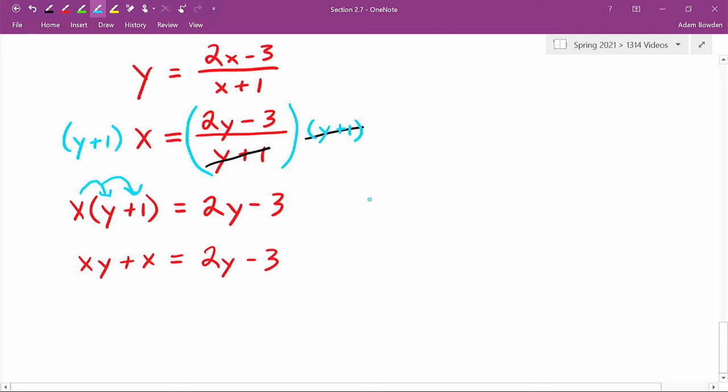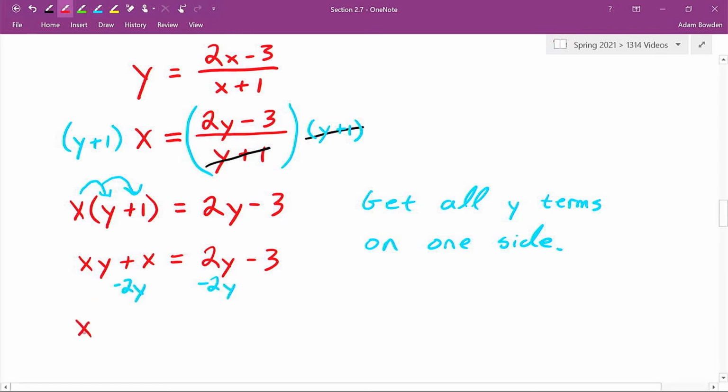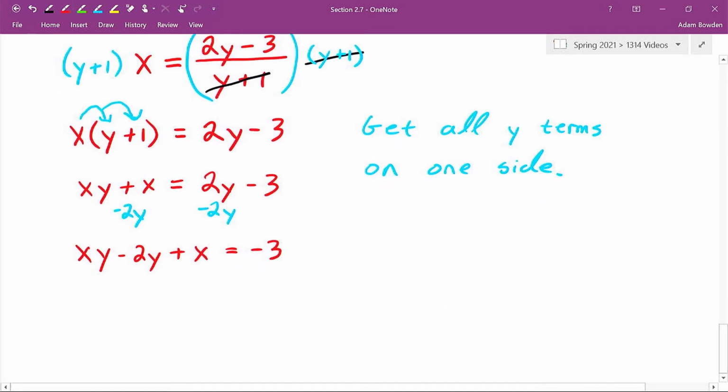Now at this point, in order to solve for y, we've got some of the y's on one side and some of the y's on the other side. So we need to get all the y terms together in order to solve. So I'm going to do that here. First off, I'm going to subtract this 2y over. So it'll be xy minus 2y plus x equals negative 3. Since I'd like to get y by itself, I'm going to go ahead and move this x over. So we'll have xy minus 2y equals minus x minus 3.